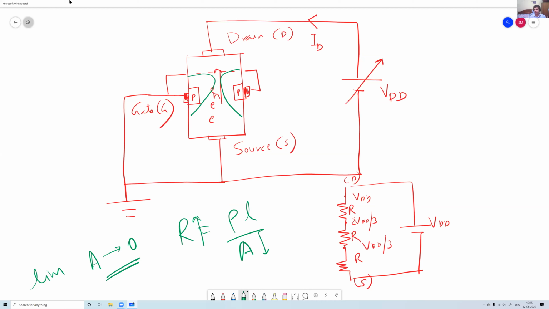When the depletion region starts to touch each other, A tends to 0, and if A is tending to 0 from this formula, obviously R will tend to infinite, and if R is infinite, ID would be 0. But this does not happen. Why? Because this difference in depletion region is due to the difference of voltage. What we had seen here, the difference of voltage, it exists because there is a flow of current.